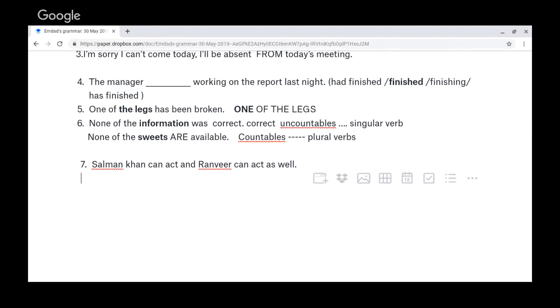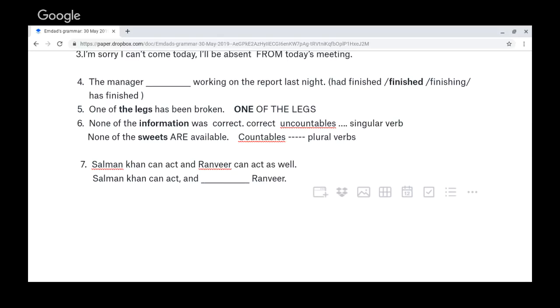Or can act as well. Do you know this sentence can be written in this way? Salman Khan can act, comma, and I'll finish my sentence with Ranveer. Whenever I have two similar activities, do you know how I can write those two similar activities? By using the following: so can or so will. Is it clear? But both of them have to have will.